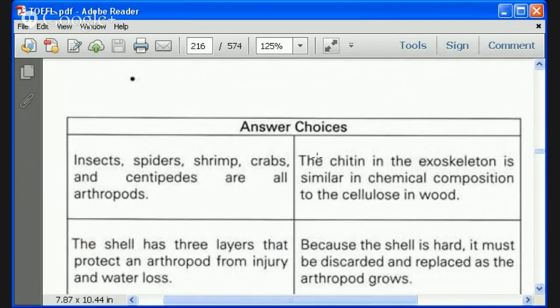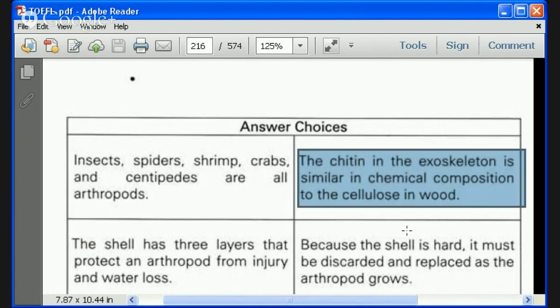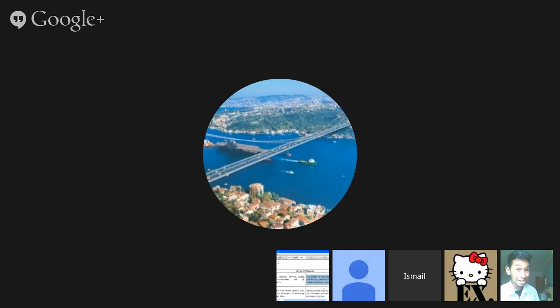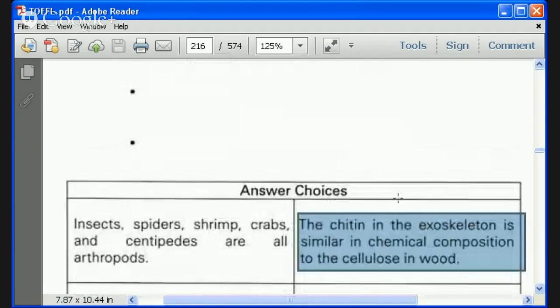Ishmael, how about this next one? The chitin in the exoskeleton is similar in chemical composition to the cellulose in wood. It is very specific. I think it is not good for this. Okay.